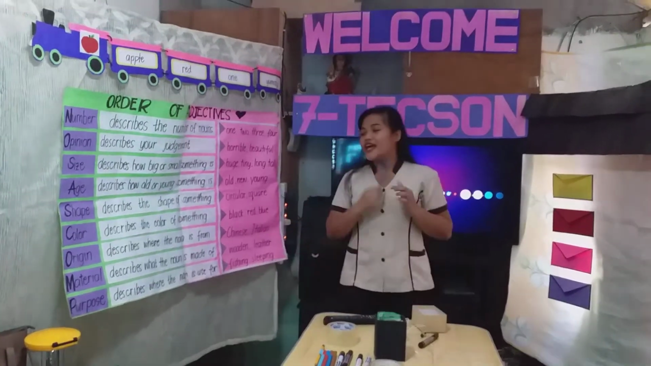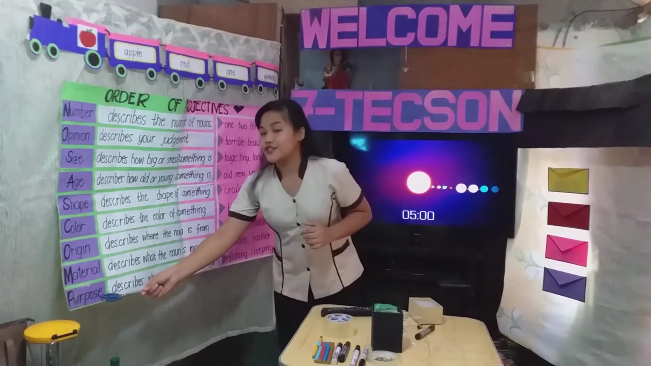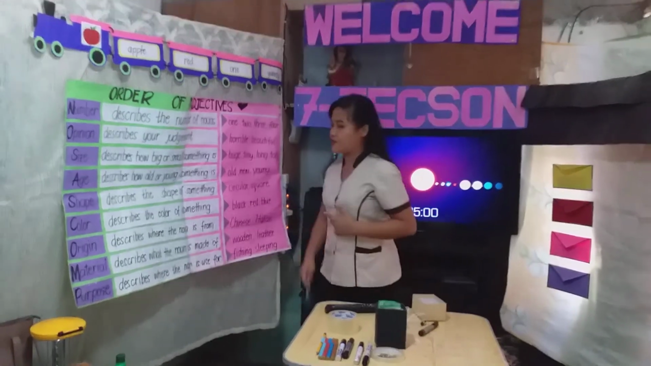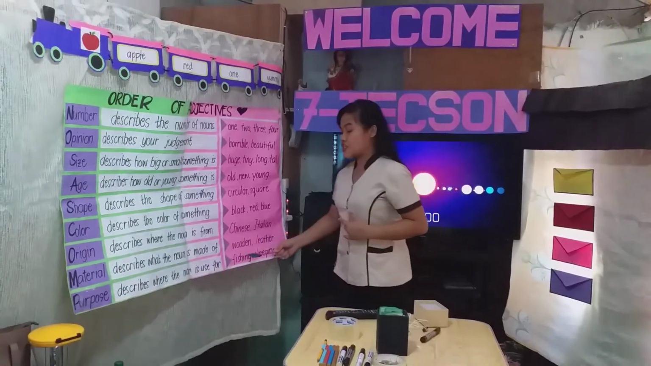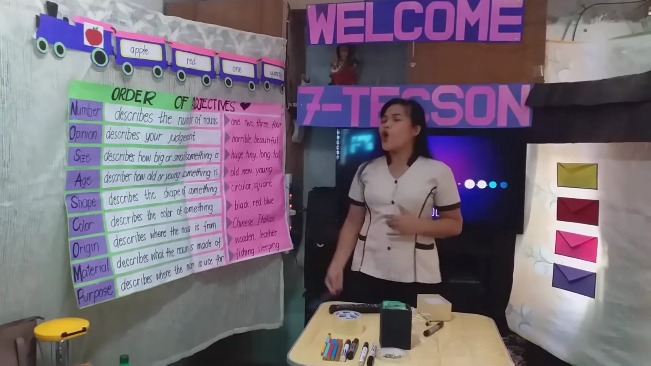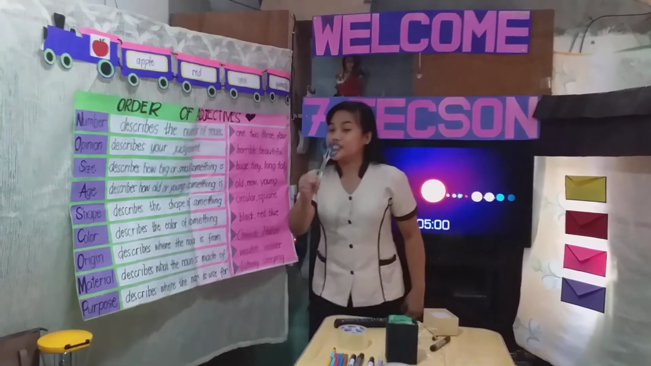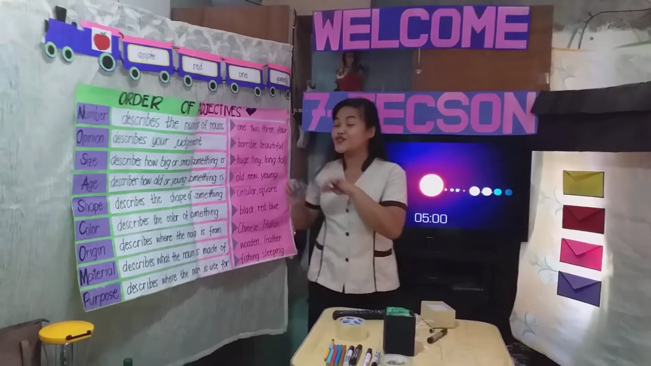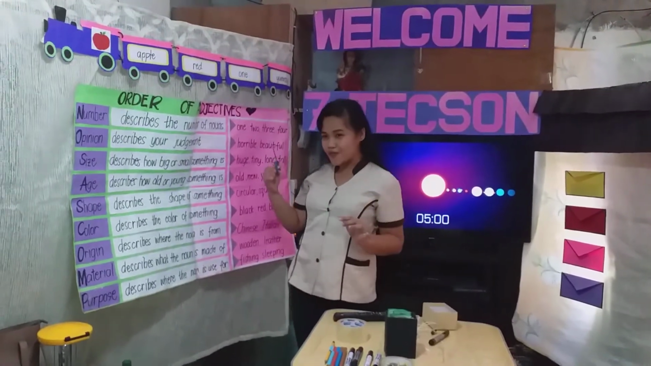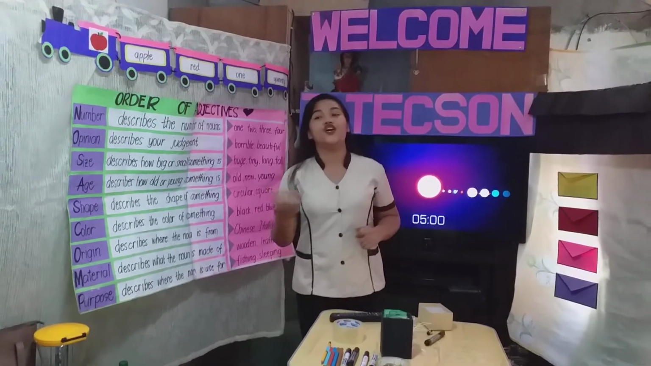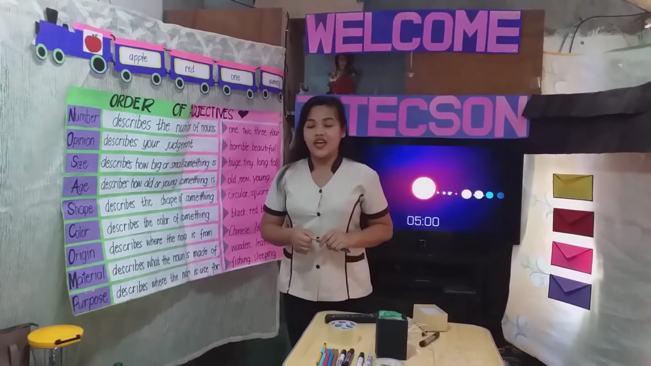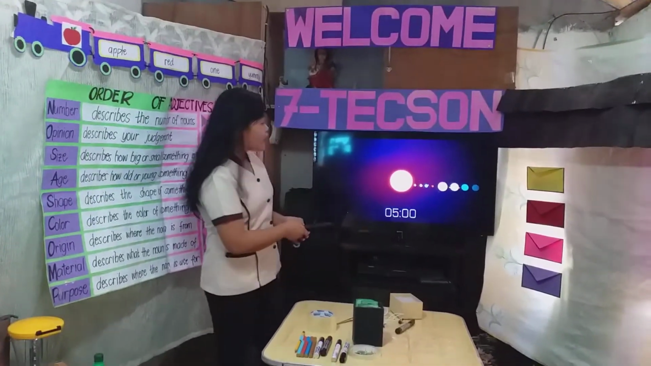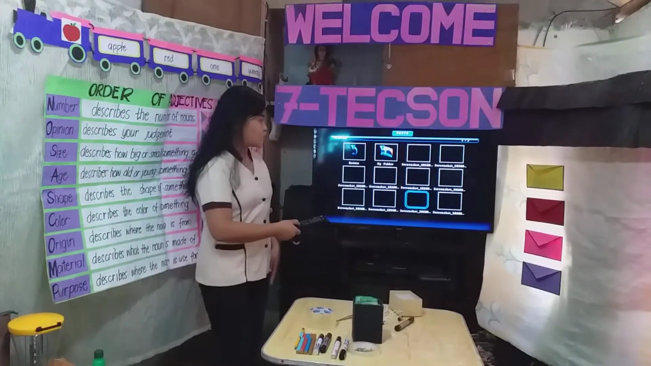Very good. Next is purpose. So when you say purpose, it describes what the noun is used for. For example, fishing and sleeping. So what do you think the scissor is used for? Very good. The scissor is used for cutting something. So do you have any questions? Okay, if you don't have any question, I have a question.